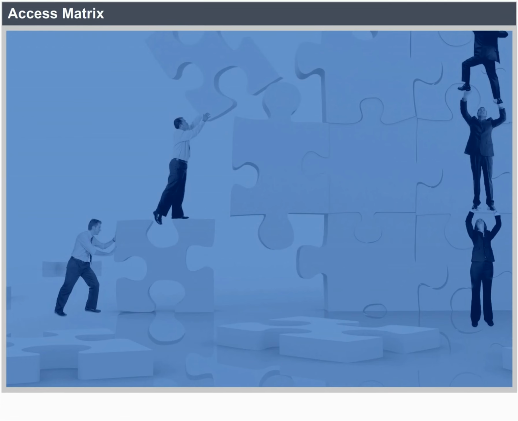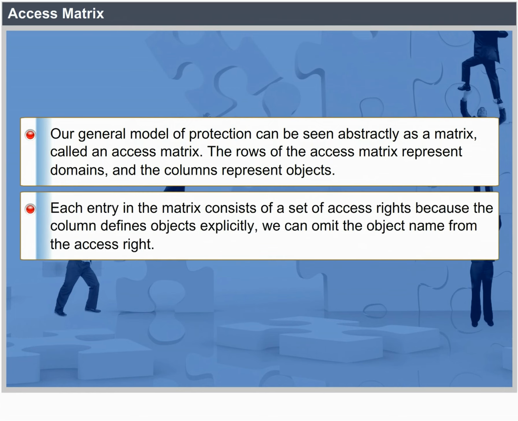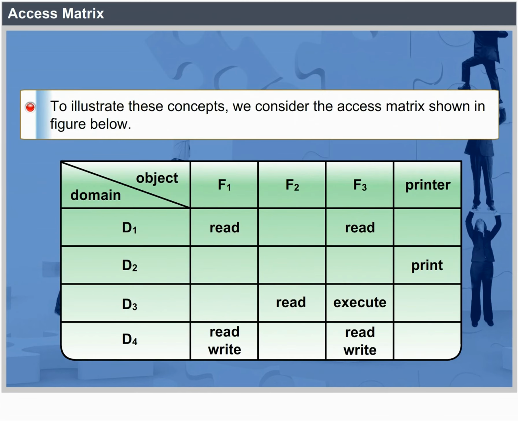Access Matrix. A general model of protection can be viewed abstractly as a matrix called an access matrix. The rows of the access matrix represent domains and the columns represent objects. Each entry in the matrix consists of a set of access rights. Because the column defines objects explicitly, we can omit the object name from the access right. The entry access(i,j) defines a set of operations that a process executing in domain Di can invoke on object Oj. To illustrate these concepts, we consider the access matrix shown in the figure below.